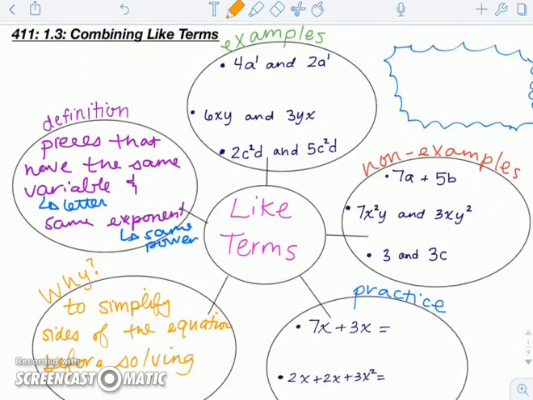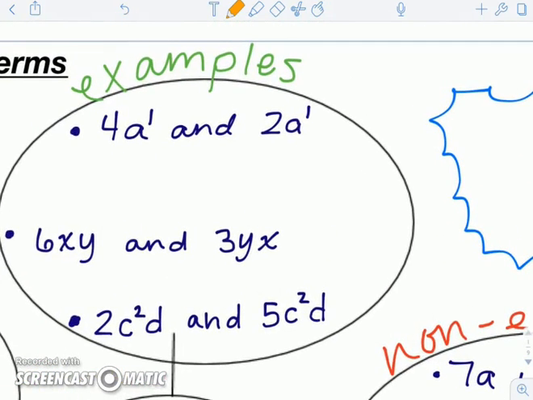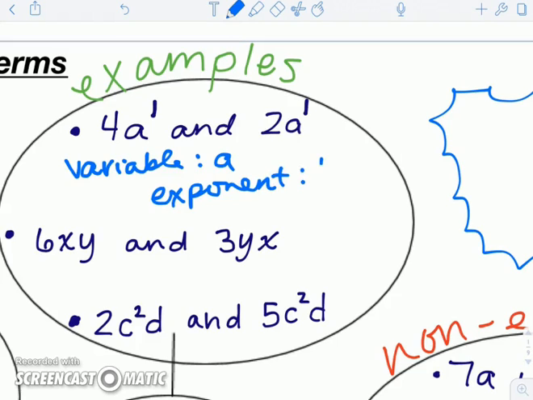So here are some examples. So for A, remember, if there's not an exponent written on a variable, the exponent is really a 1. So this is really 4A to the first power and 2A to the first power. Notice they have the same letter, they both have A's, and the A's are both to the first power. So these have the same variable, which is A, and the same exponent, which is 1. Those are, in fact, like terms.